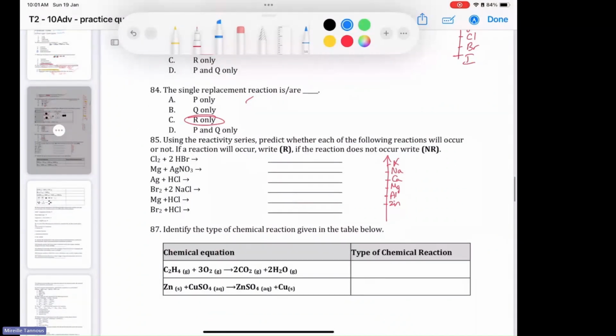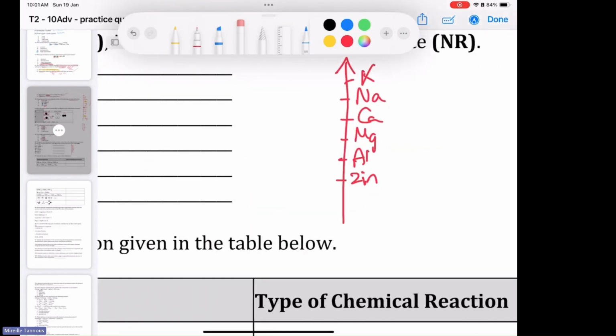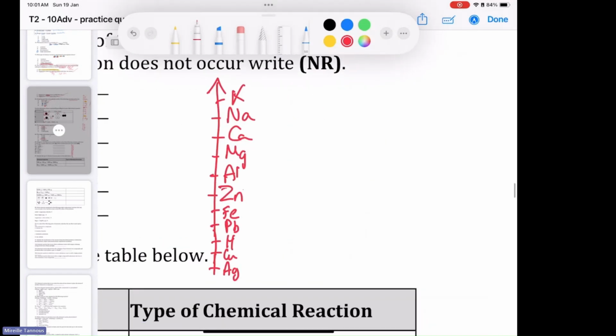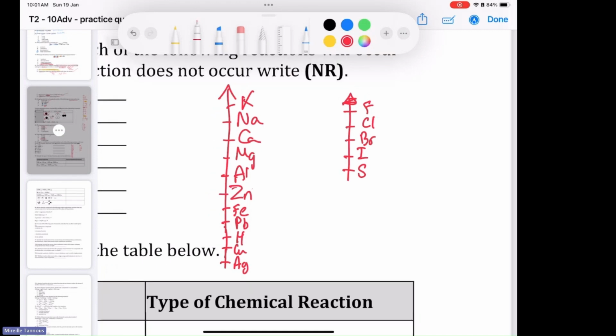So let's look first and see which element can replace. Let me just continue this one to give it quickly. Zinc, iron, lead, hydrogen, copper, and silver. And the other table, I'm going to put it for you like this. From the lowest, sulfur, I, Br, Cl, and F, the most reactive.